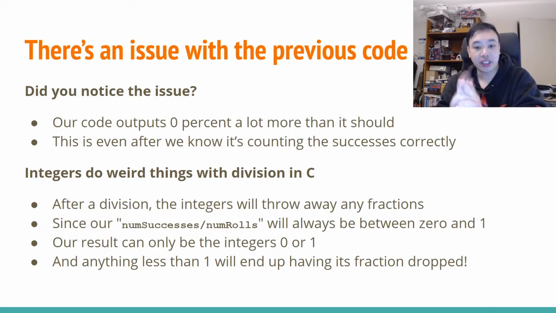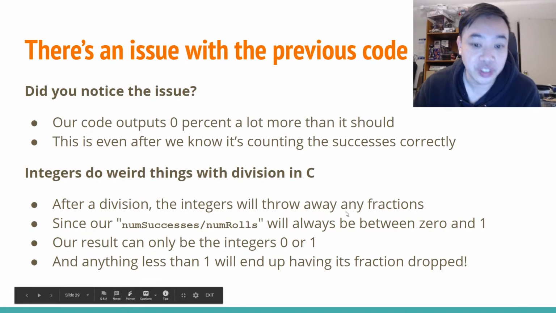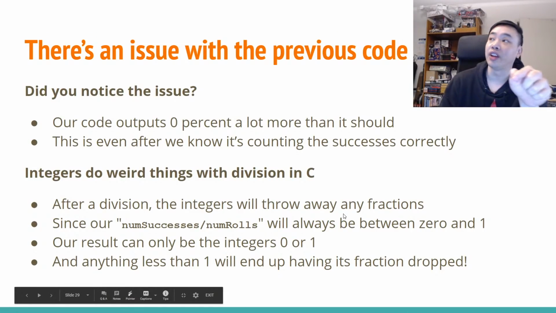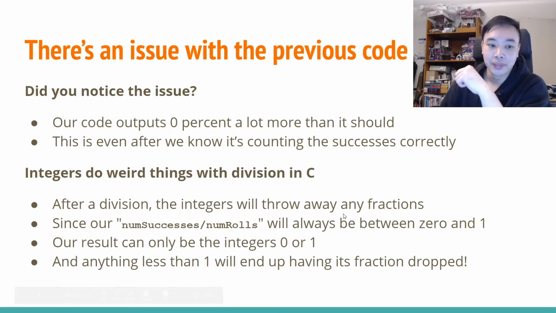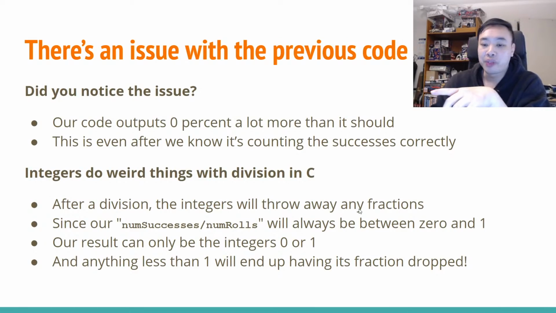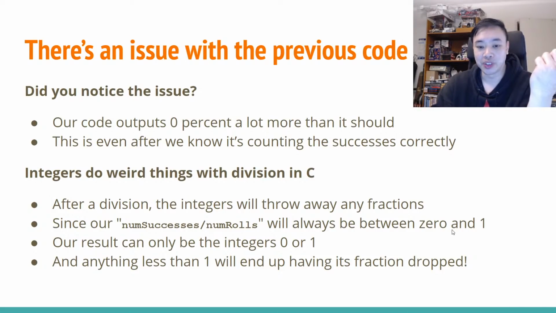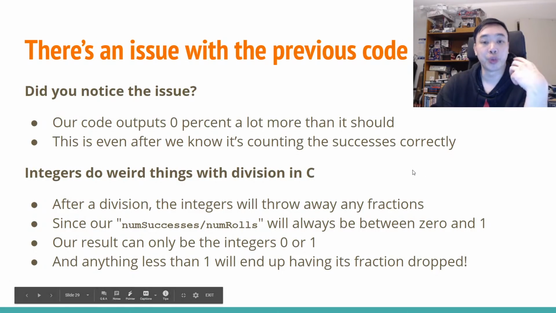And we can even see that it's counting the successes correctly, but it's still outputting 0% a lot of the time. And this is the division in C thing. So I mentioned this last week, and I wanted to show an example of it. Integers throw away fractions when they're divided. Num successes over num rolls. I think we had num matches over num combos were always between 0 and 1. Anything less than 1 will have its fraction drop, so we need to deal with this.